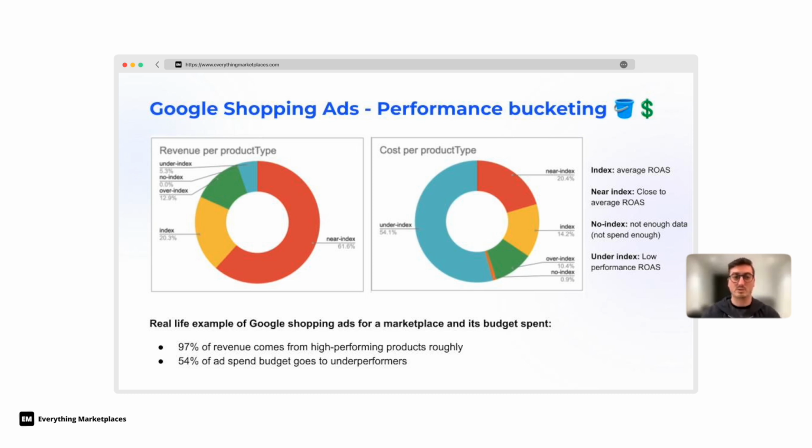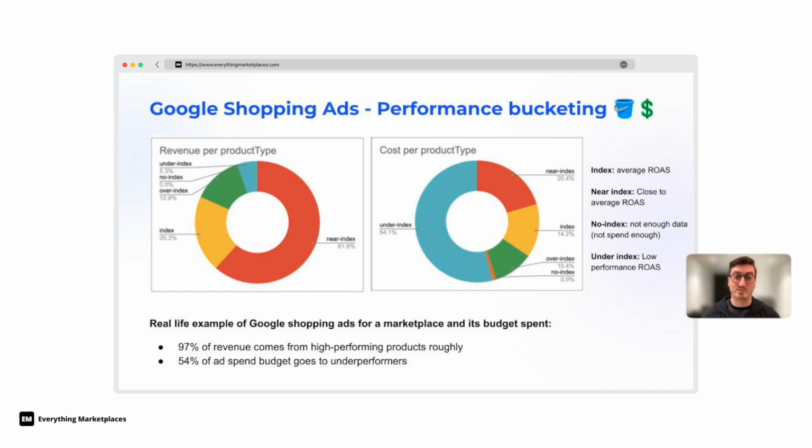So this one was some data for one marketplace I was working with. And one thing we recognize is also using a performance bucketing strategy, to classify all the different products based on different types of ROAS. For example, having the index like average ROAS, lower than average, higher than average, and then understanding how much the cost is.